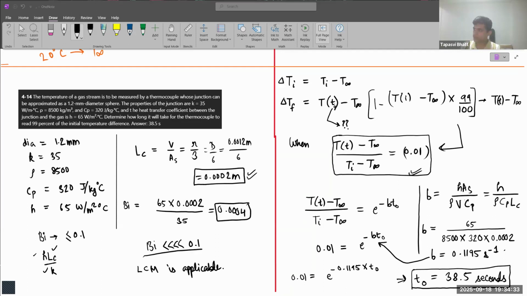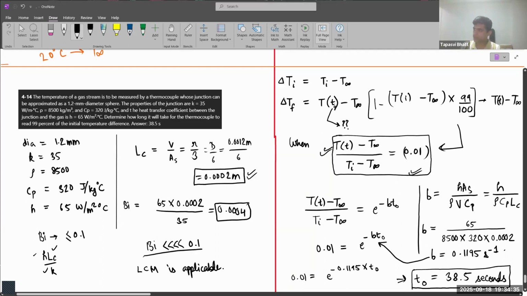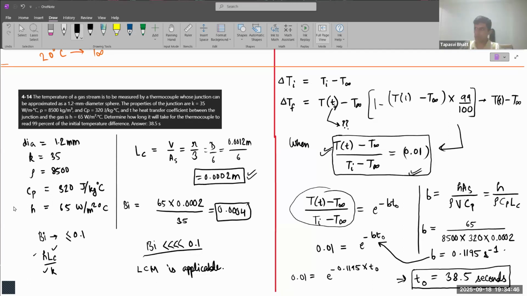Let's move to the next problem. Screen is lagging a bit. Never mind.